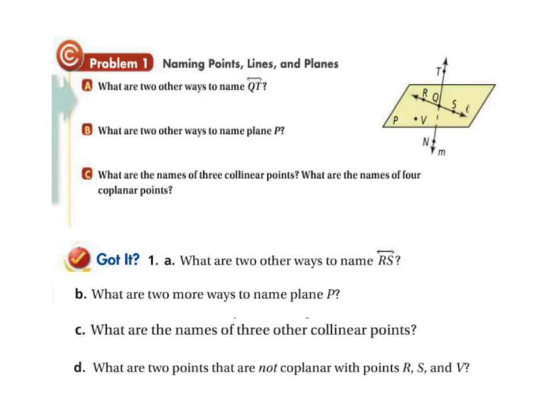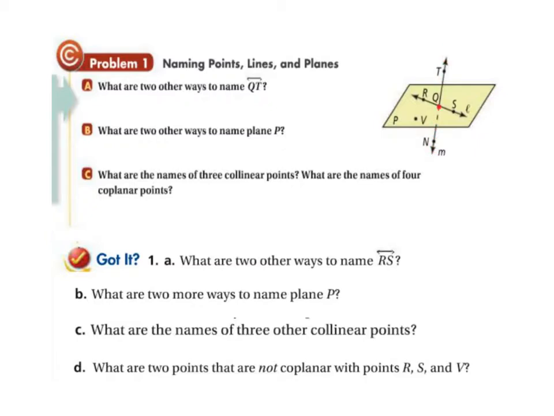All right, so given those 3 terms, let's practice a little bit. The first one here says, what are 2 other ways to name line QT? All right, notice where QT is. First of all, QT is this line right here.